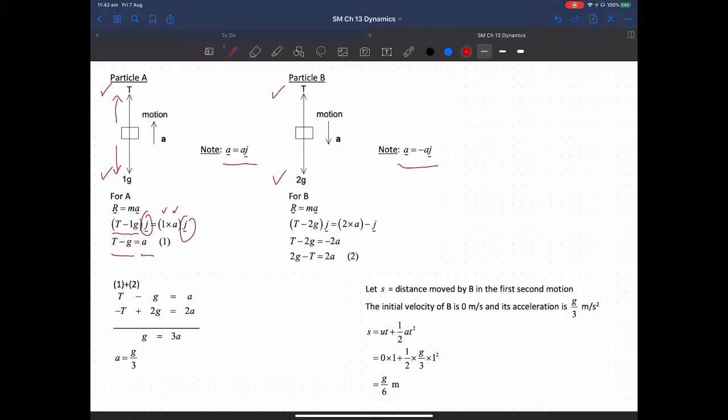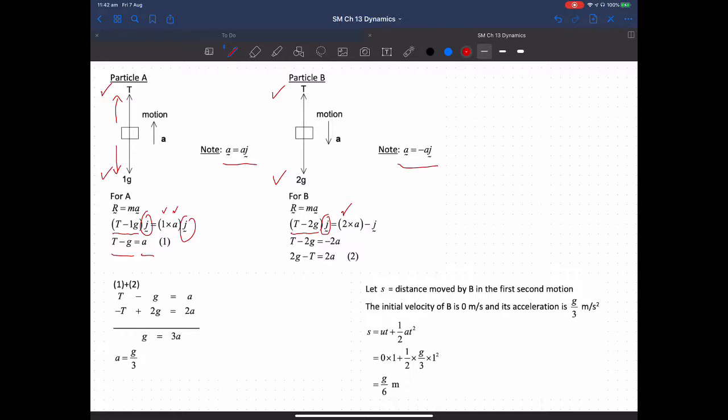Now, if we look at particle B, same thing, we can look at its equation of motion, R equals ma. This time we have T going upwards, and we have 2g going downwards. So the forces acting on particle B will be T minus 2g. That is also in the j direction. Now, when it comes to the acceleration, we have ma. Now, m is 2 kilograms.